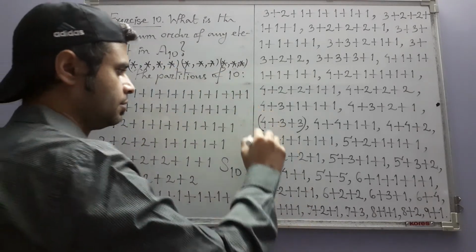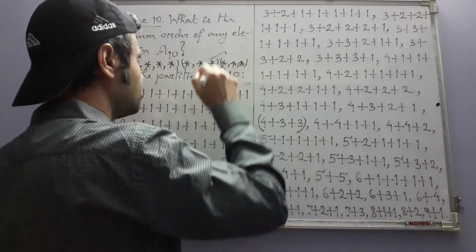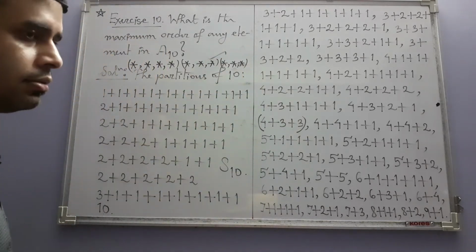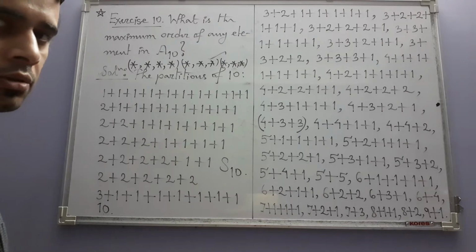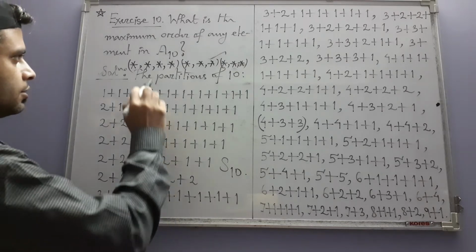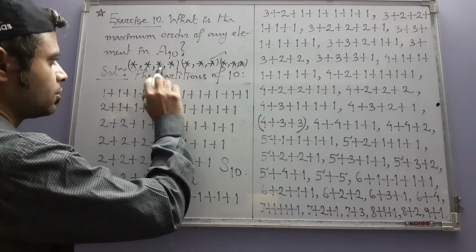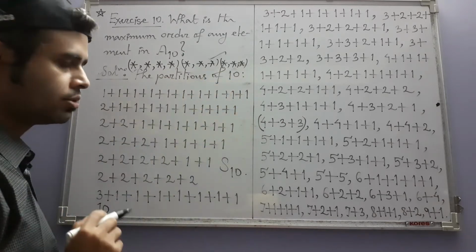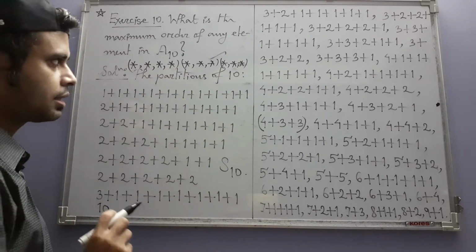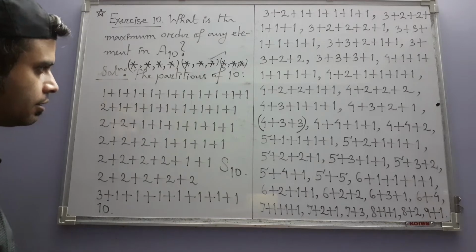So this type of elements are not in A10, and we also know how to calculate their orders. You take the LCM of 4 and 3 and 3, you get 12. Okay, so such elements are not there in A10.